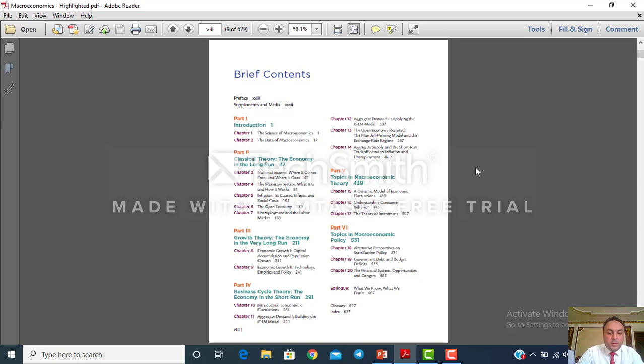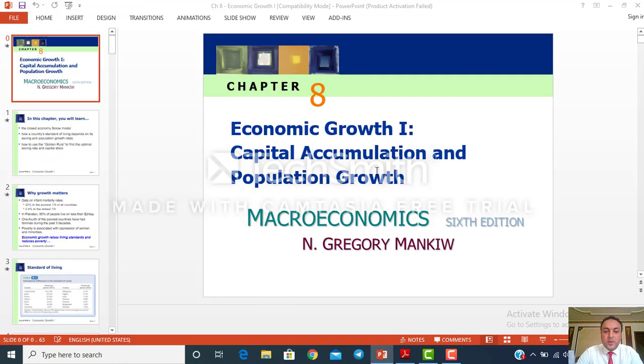Today we are going to start the third part of our course, about growth theory. Growth theory deals with the economy in the very long run. We just finished the classical theory, the economy in the long run. Now we will start growth theory, the economy in the very long run. We will study just two chapters about economic growth. First, capital accumulation and population growth, and second, technology, empirics, and policy, and how they affect economic growth. Then next month, inshallah, we will finish our course with the fourth part, business cycle theory, which deals with the economy in the short run. So let's start part 3 today with this chapter about economic growth.